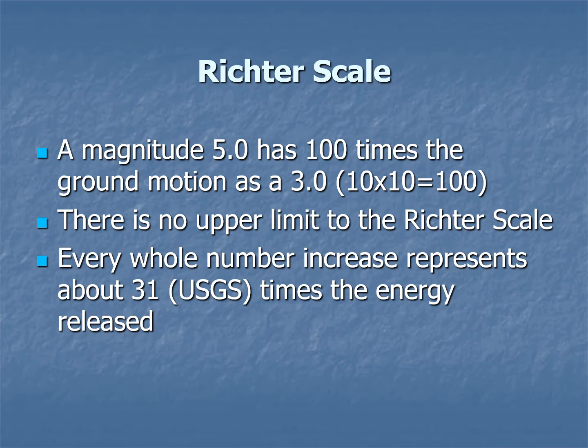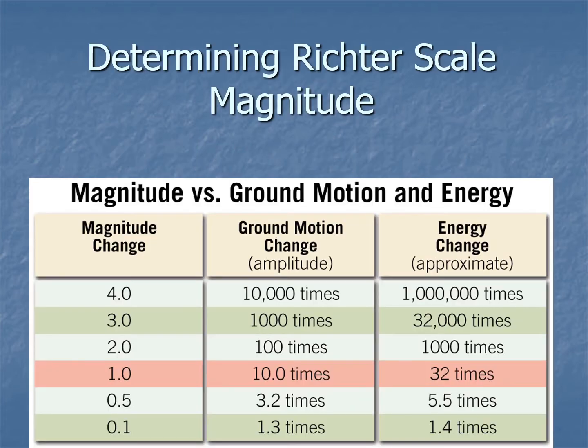And when it comes to the energy released, it's even worse. Every whole number increase represents 31 times the energy released. So a 2 is 31 times the energy released of a 1. That means a 3 is 31 times 31, or 900 and some times the energy released of a 1.